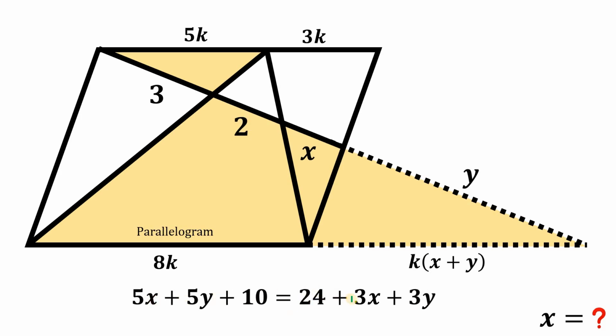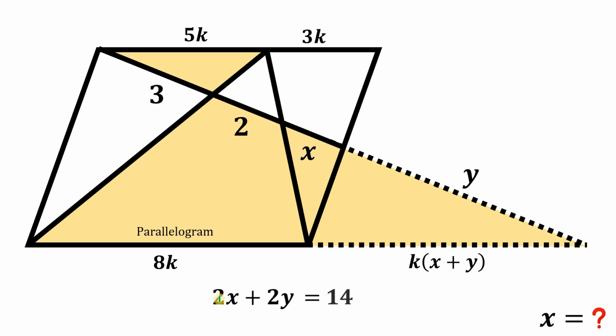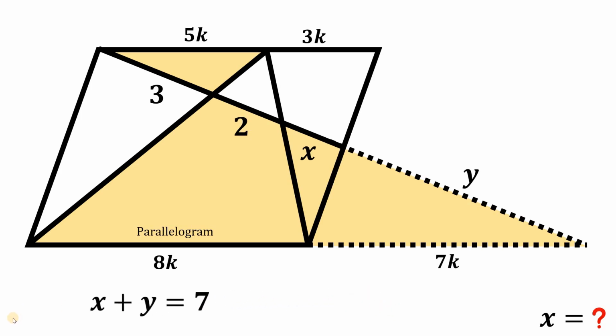And then combine like terms, 5x and 3x, 5y and 3y. And then subtract 10 on both sides. And then divide all of this by 2. So x plus y equals 7. Now we know x plus y equals 7. So x plus y here, we can replace this by 7. So we have this 7 times k. Now let's set aside this result. Why? Because we want the value of x. Alright? Take note of that.